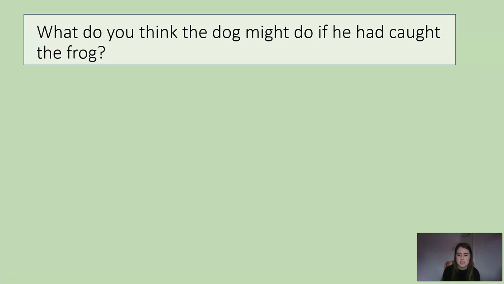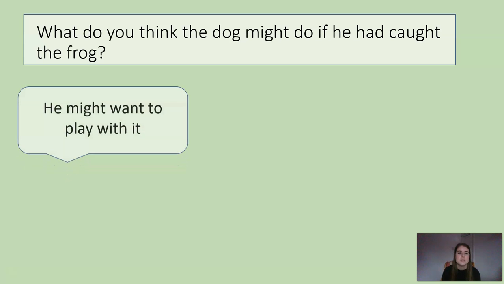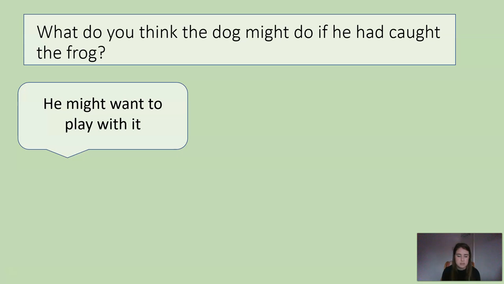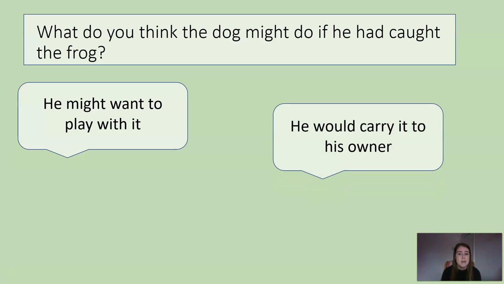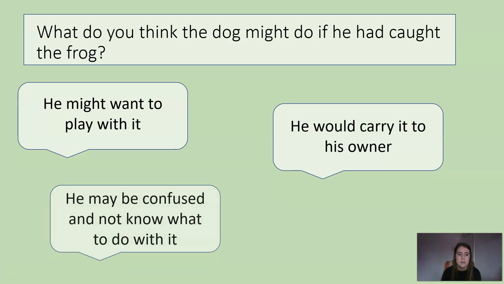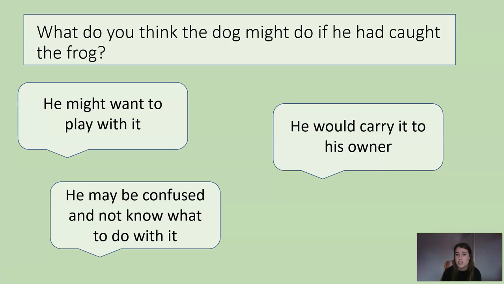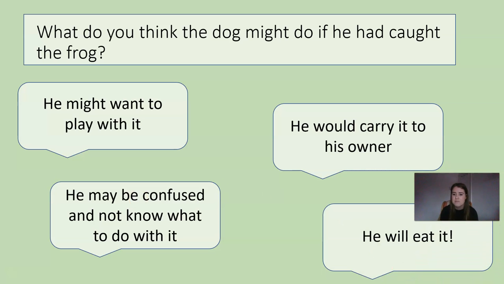Okay, so I've come up with some examples of my own, so we'll see if they match, whether you've got any different ones. So he might want to play with the frog. Sometimes if anyone has a dog or a cat at home, you know that once they get their hand on a frog or a little mouse, sometimes it's more fun to play with it than to kill it. Maybe he would carry it to his owner. He might have captured the frog and taken it over to his owner to look at. He might actually have then just been confused and not actually know what to do with the frog once he'd caught it. Or indeed, one of the common outcomes, he might actually just want to eat the frog. So it could be any of those ones. If you've got some different ones, that's fantastic. Those are just some of the ideas that I came up with.